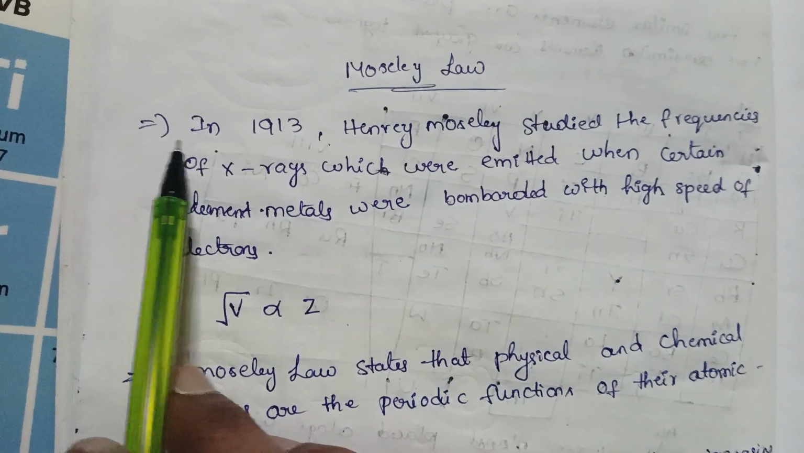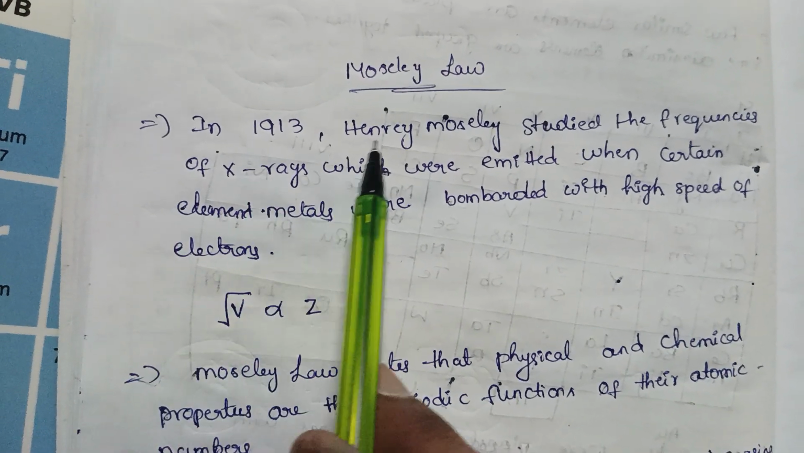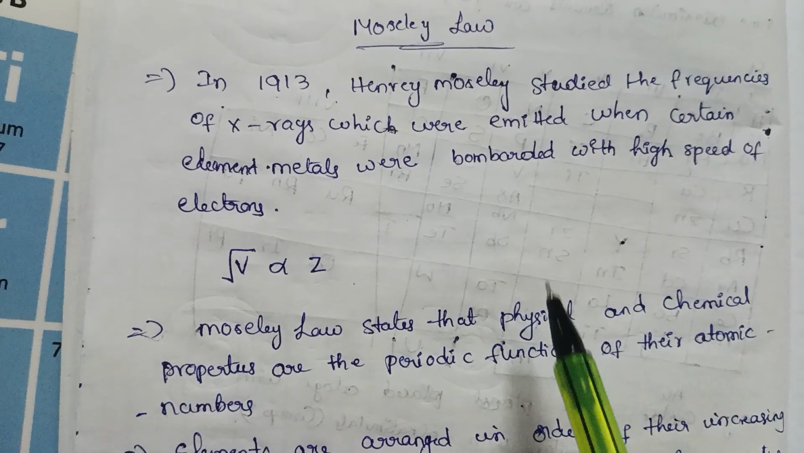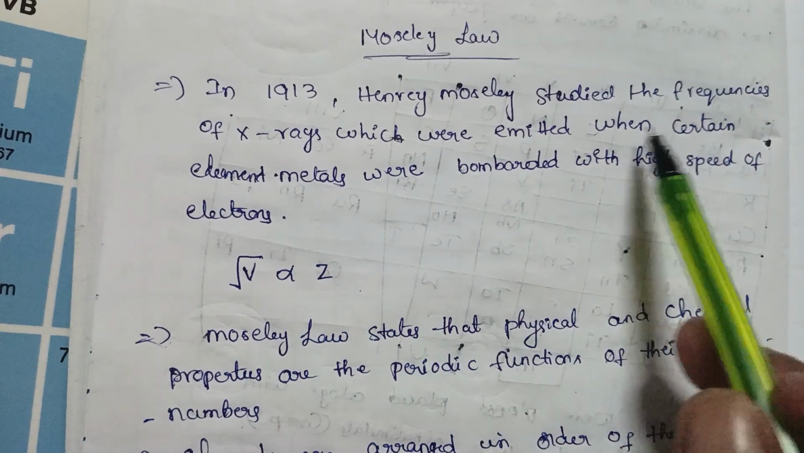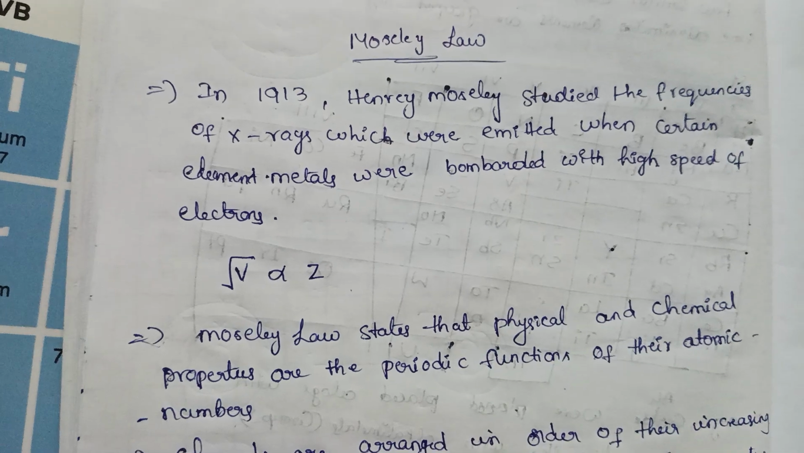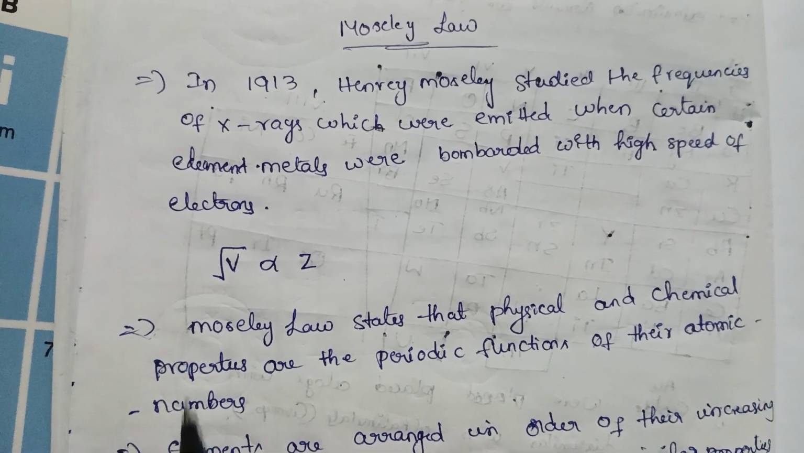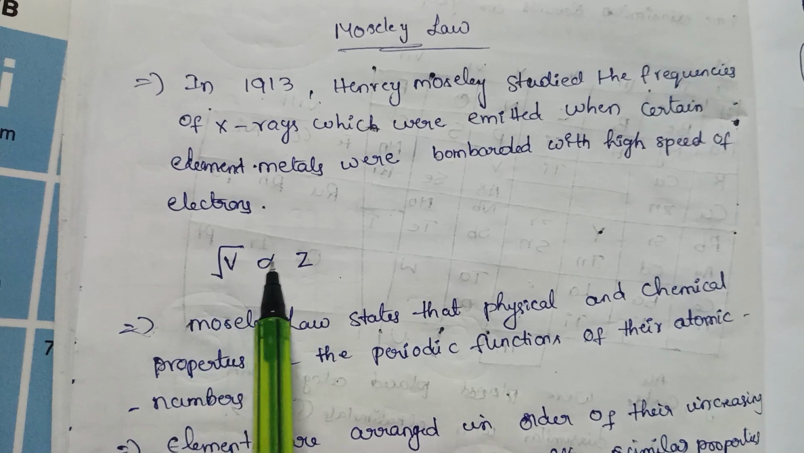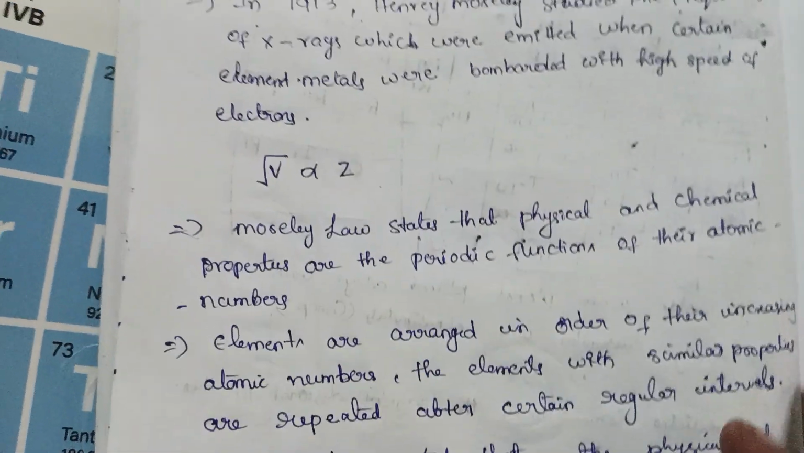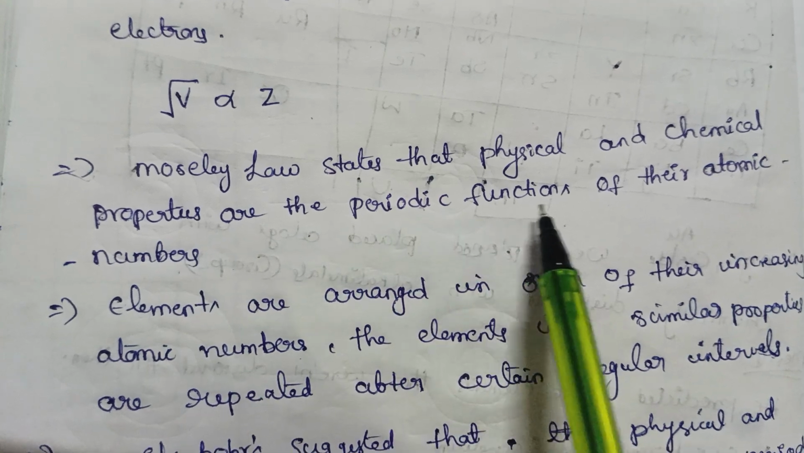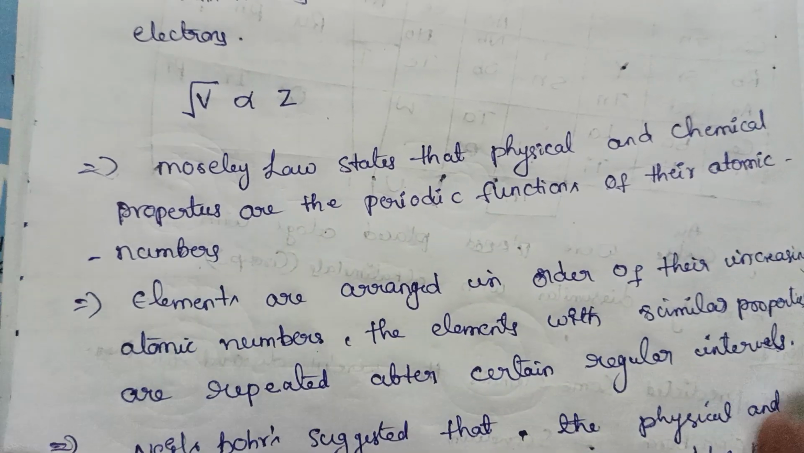Henry Moseley, in 1930, discovered the concept of atomic number. He observed that when certain metals were bombarded with high-speed electrons, X-rays were emitted. Here the equation is root nu is directly proportional to Z. Moseley stated that physical and chemical properties are a periodic function of their atomic numbers.